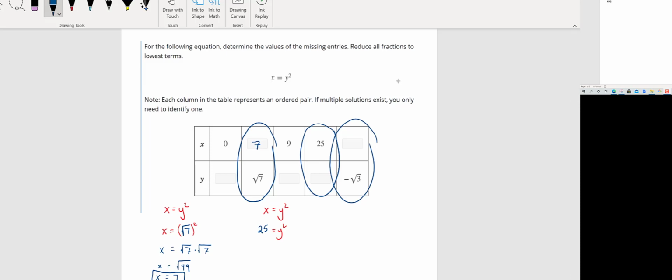The next example, they give us a value for x. X is 25, and we need to solve for y. So to solve for y, we're going to square root both sides. Remembering when you square root both sides, you open up a positive and negative answer. So plus or minus 5, you can put either one of those answers in there, and it will count it correct.